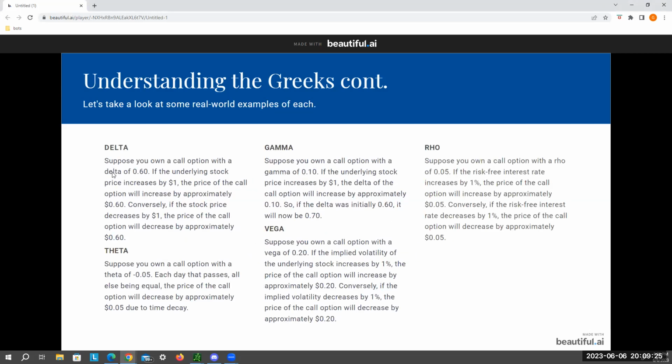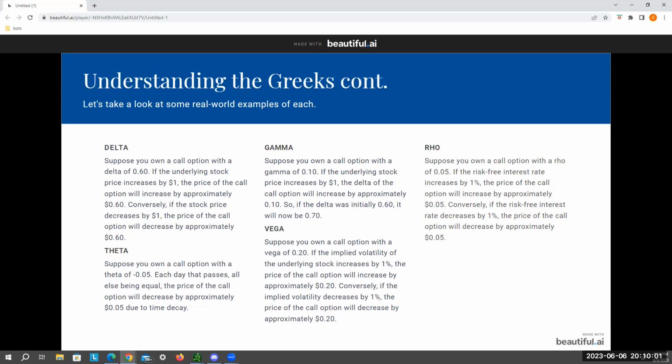All right, here we're going to do an example of each. For delta, suppose you own a call option with a delta of 0.60. The underlying stock price increases by $1. Once again, the price of the call option will increase by approximately 60 cents. Why 60? Because that's the delta. Conversely, if the stock price decreases by $1, the price of your call option will decrease by approximately 60 cents. It will decrease by your delta. Your delta tells you how much your contract is approximately going to move based on $1 increments on that asset.